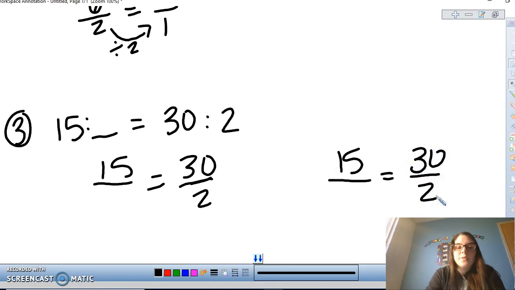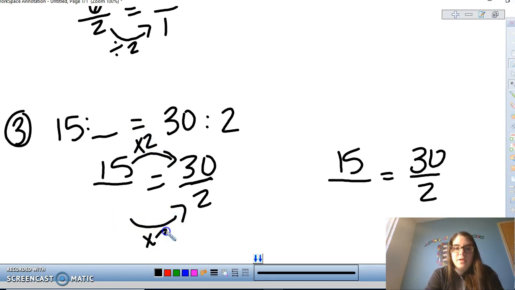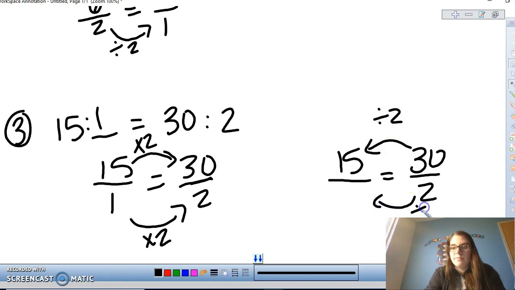The first way you can do it is you can ask yourself 15 times what equals 30? We know that's going to be times 2. So whatever this is times 2 has to equal 2. Right? Well, what times 2 equals 2? We would know it would be 1. The other way you can do this is if you go from 30 to 15, you know you're dividing by 2. So if you go this way, you can also divide by 2, which would equal 1. So same answer either way.